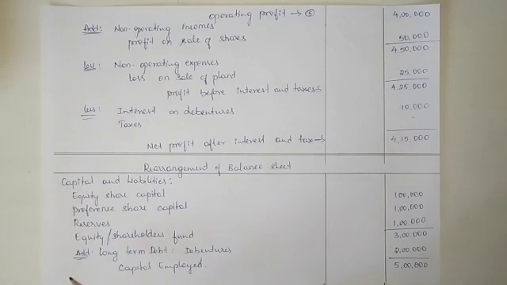After which I am also adding some liabilities, which are long term liabilities. For long term liability, only debenture is there, so debenture is rupees 2 lakh, which is added to the equity. So total 5 lakh is capital employed.